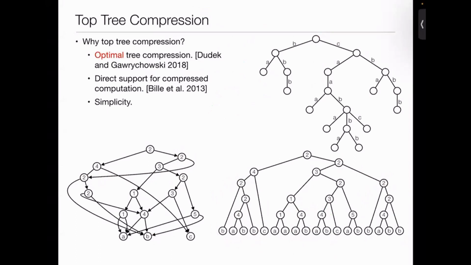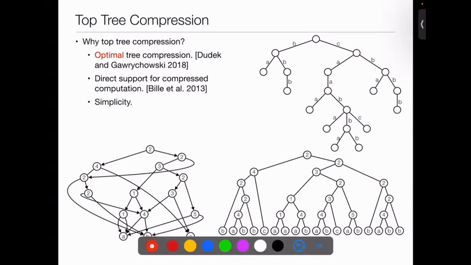So why use this top tree compression thing? Well, the point is it's optimal in the sense that we can show that it will always give you a tree of size order of n log base sigma of n, where sigma is the size of the alphabet. Oh, not times, it should be divided by, let me try that again. N divided by log sigma n, okay? So if the tree is large enough, we will compress it.